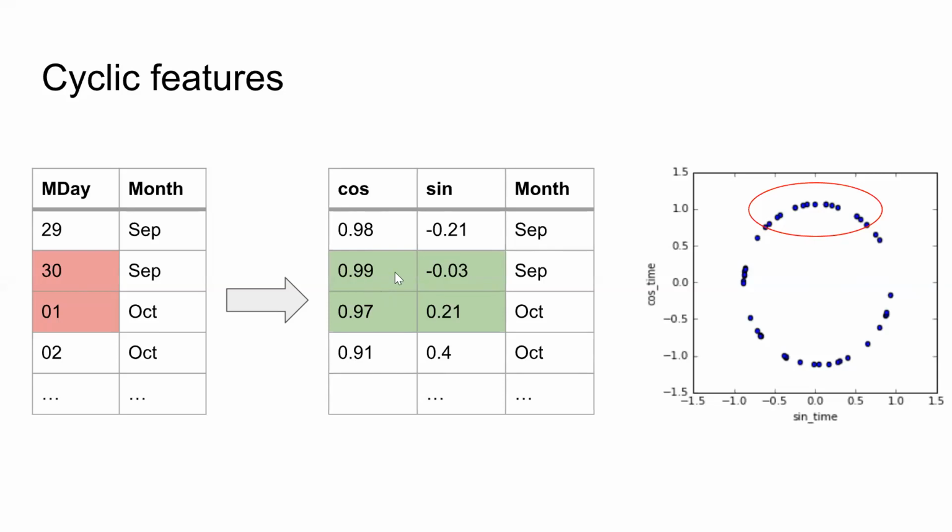And as you can see, the difference between these derived features is much less and almost equal, like from 29th to 30th is almost the same as from 30th to the first one, as you can see on this middle table. And these values can be visualized like a circle on the right-hand side, and with the red ellipse, I try to highlight these particular dates.